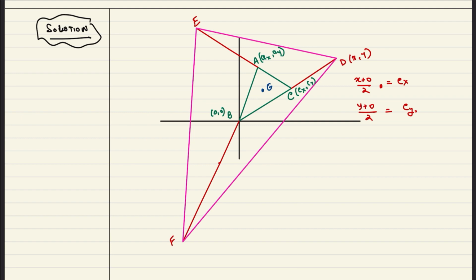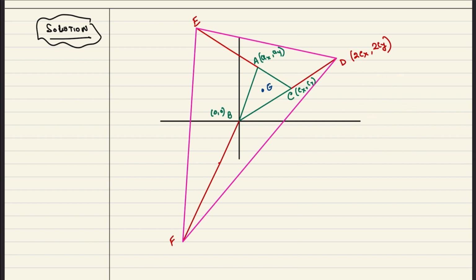So x is 2 times cx. So small x is 2 times cx, small y is 2 times cy. So the coordinate of D is 2cx comma 2cy. Now similarly, we can find the coordinates of E and F.